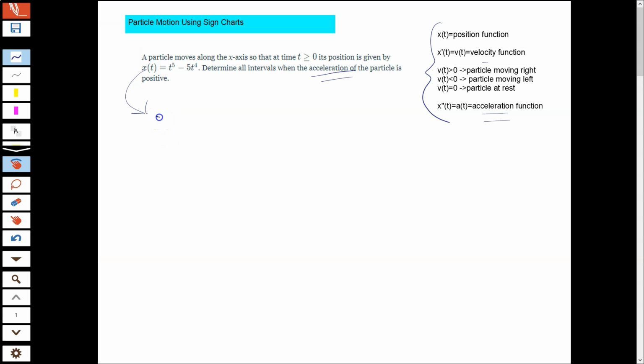So my first derivative is v of t, and I'm just going to use power rule, so that's 5t to the fourth minus 20t to the third. And then a of t, this should be very easy to you at this point, is 20t to the third minus 60t squared. Okay, so there is my derivative. We want to know when the acceleration is positive.